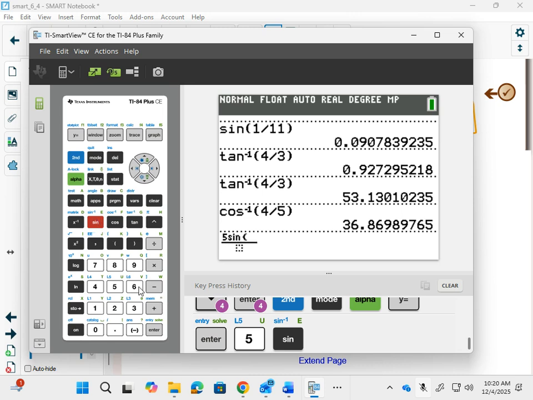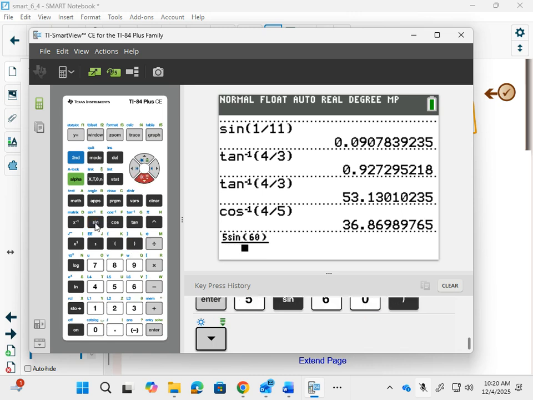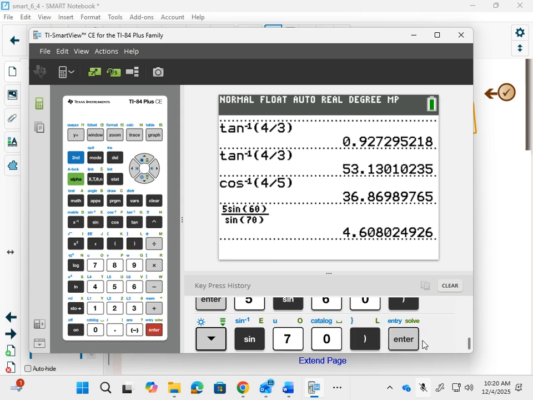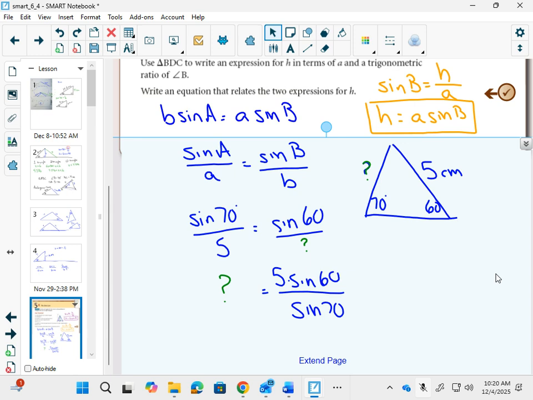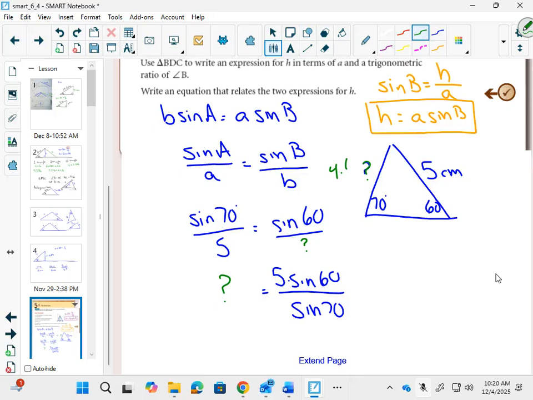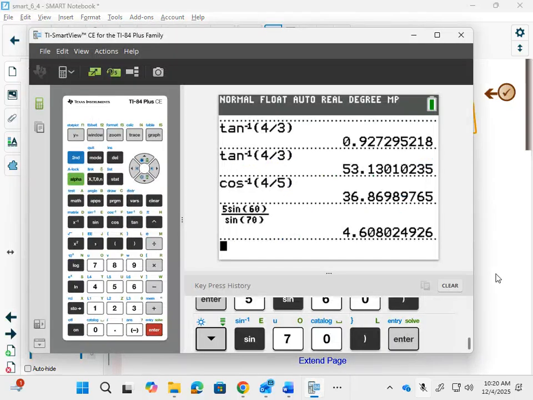Five sine 60 over sine of 70. Enter. It's 4.608. I think I put the 5 in there, didn't I? Let me see if I typed the 5. Let's go back. The 5's there. It just looked like a big S to you. See? Fine. It's just a 5. Okay?